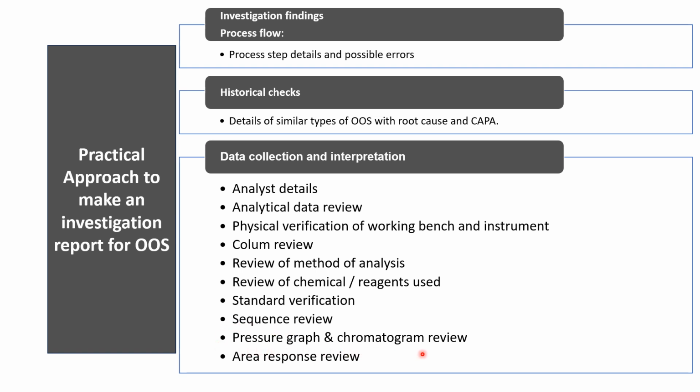Here we can check the pressure channel for any fluctuation in the pressure, right? And check the chromatogram for any retention time shifting, right? Next is area response review. Here we can check any area variation as per the previous trend, right? So based on the above preliminary investigation, if any laboratory error or cause is identified, then we can conclude the OOS, or we can plan the extended investigation that shall be carried out, right?